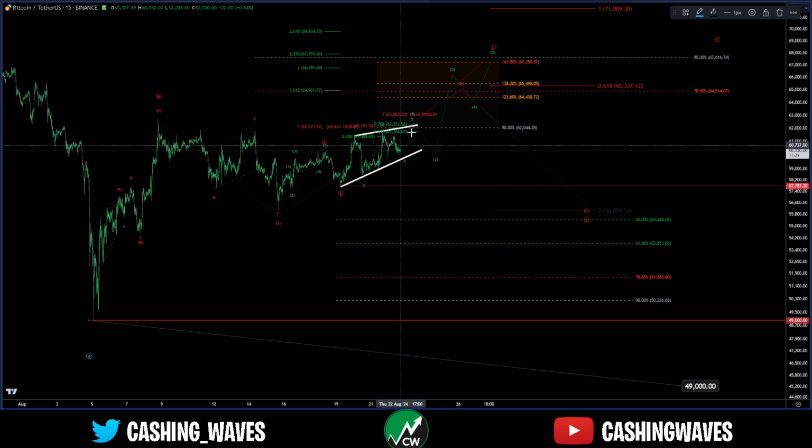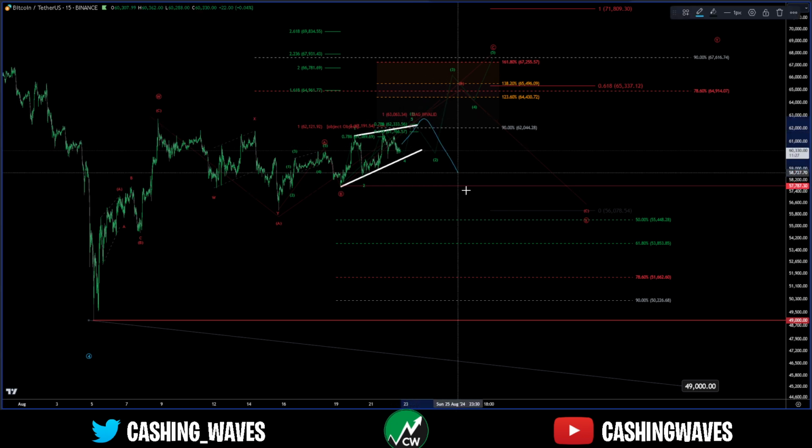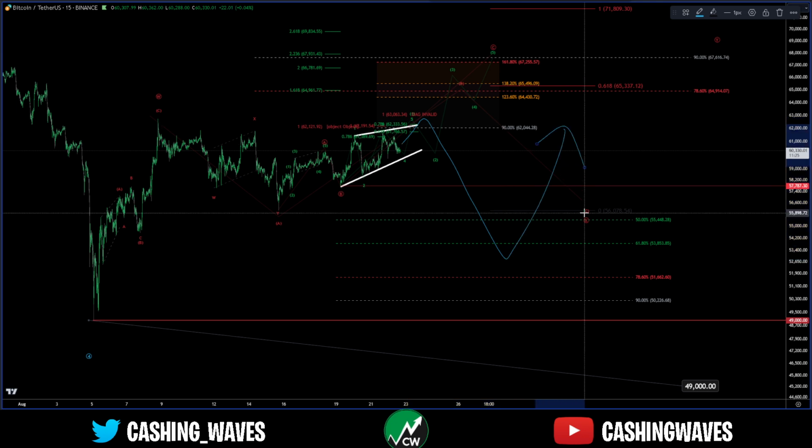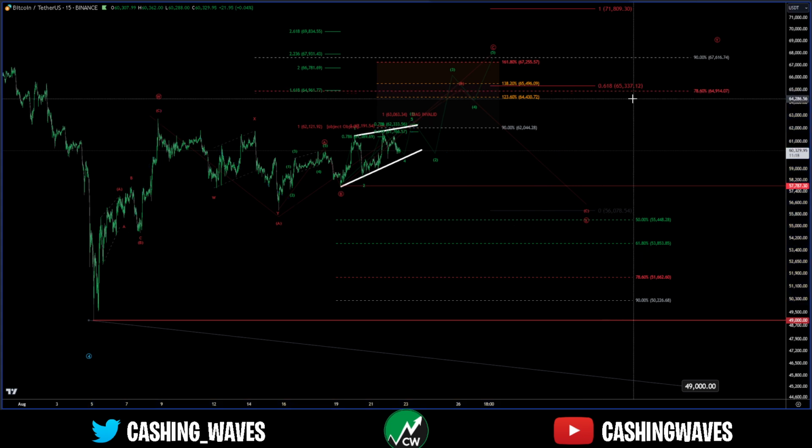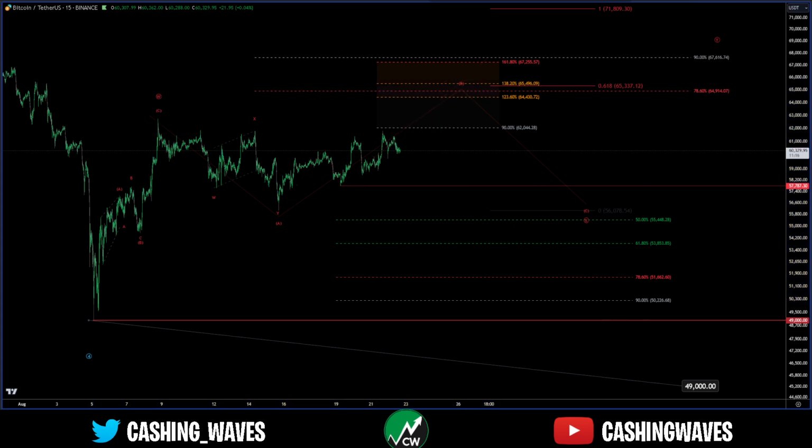And if we do come down from this area, I would be looking for a long again, because I would expect at least a Y wave to the upside to complete this correction. But I hope that wasn't too complicating, guys. There's a lot going on here.